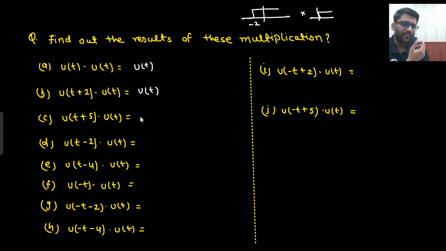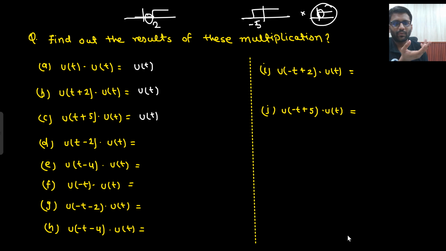u(t+5) multiplied with u(t) will be u(t) only, because u(t+5) will be starting from minus 5. u(t-2) times u(t), what would that be? u(t-2) will be starting from 2. So what will you get? u(t-2) only, because the 0 part will be multiplied with the non-zero part, and that will become 0 only. This will also be u(t).